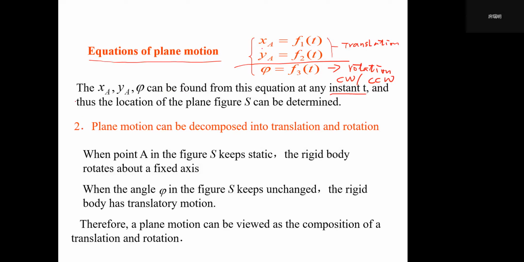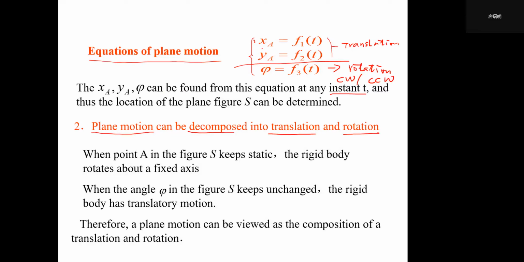So let's continue to talk about the plane motion, its decomposition. Because these three are independent, we can assert that plane motion can be decomposed into translation and rotation, just like this. We divided these three equations into two parts.